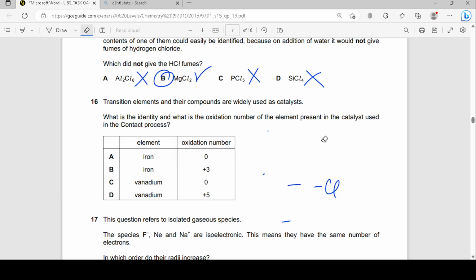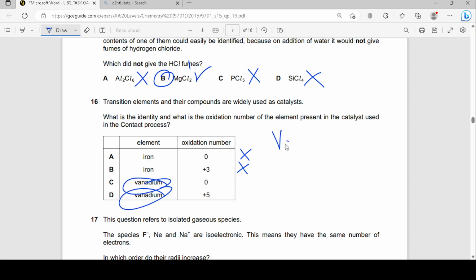Next question, transition elements. Oh, I love transition elements. Honestly, there's a lot about transition elements in A2 and it's really cool, okay? So yeah, transition elements and their compounds are widely used as catalysts. What is the identity and what is the oxidation number of the element present in a catalyst used in the contact process? Contact process, well, iron is used in the Haber process, right? Haber process and contact process are two common processes that you know since IGCSE, honestly, but iron is not the right answer. Obviously, it's vanadium.